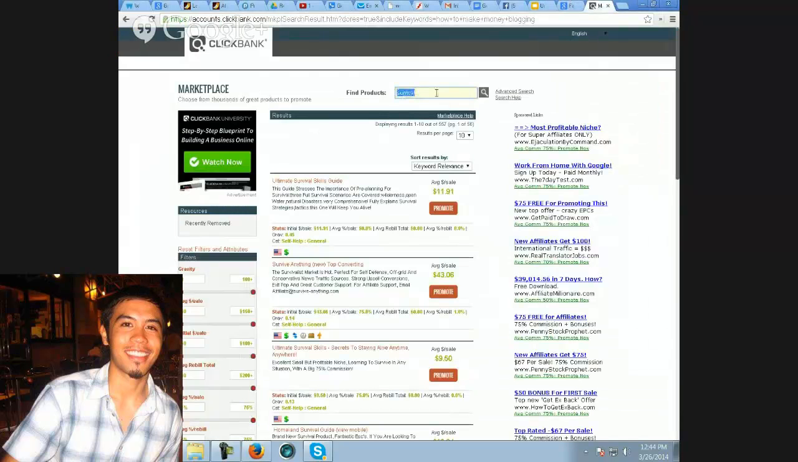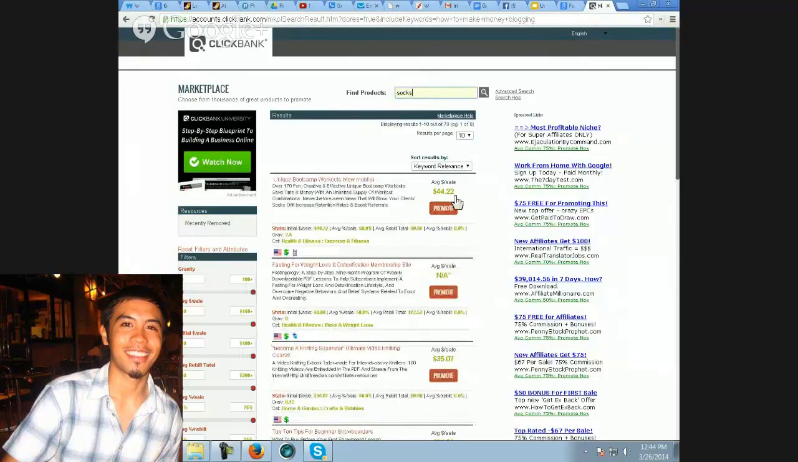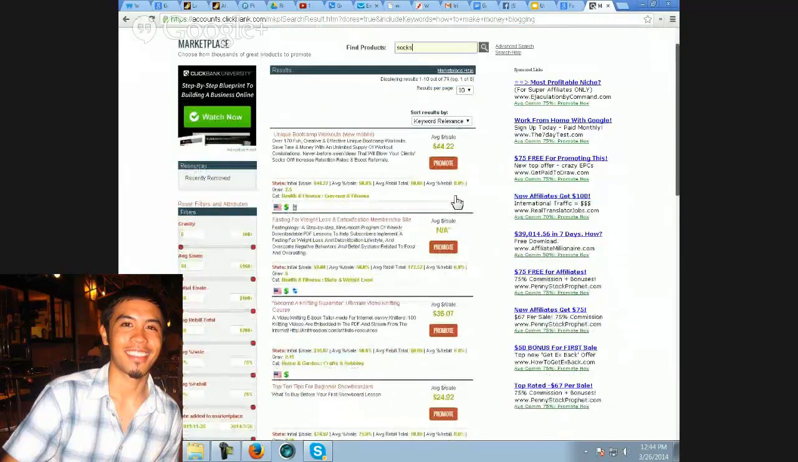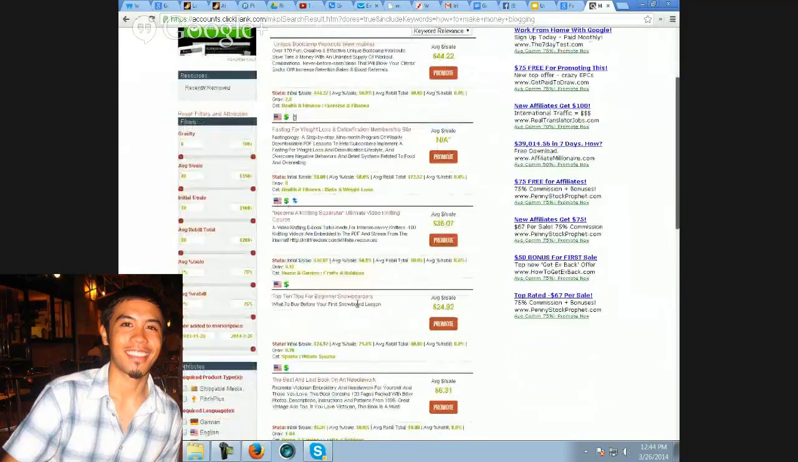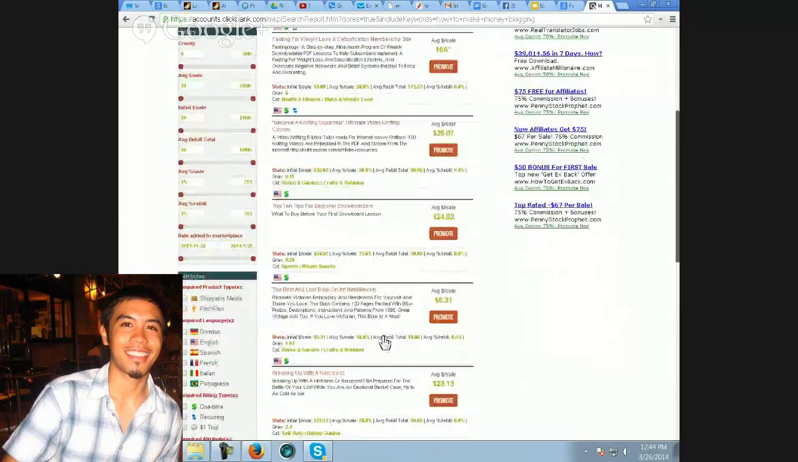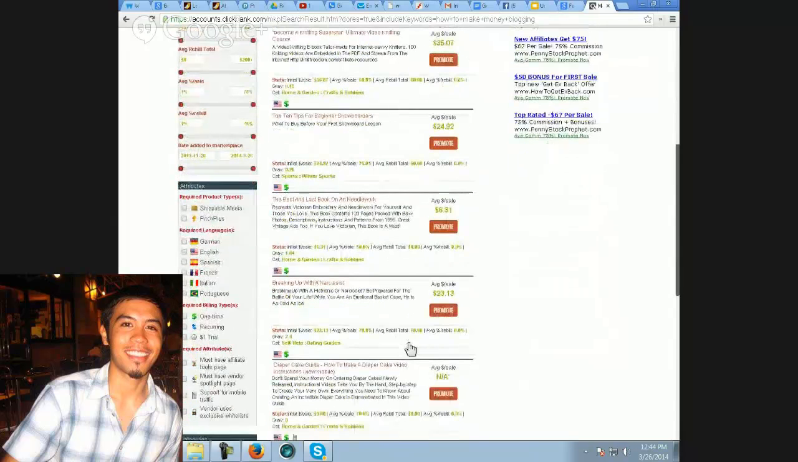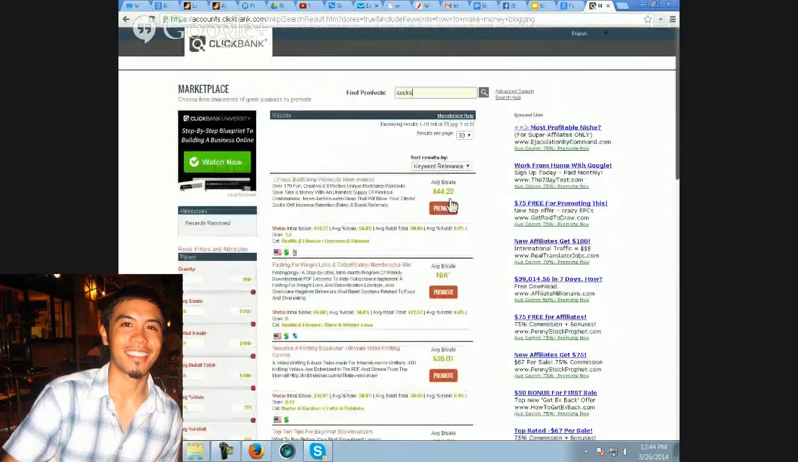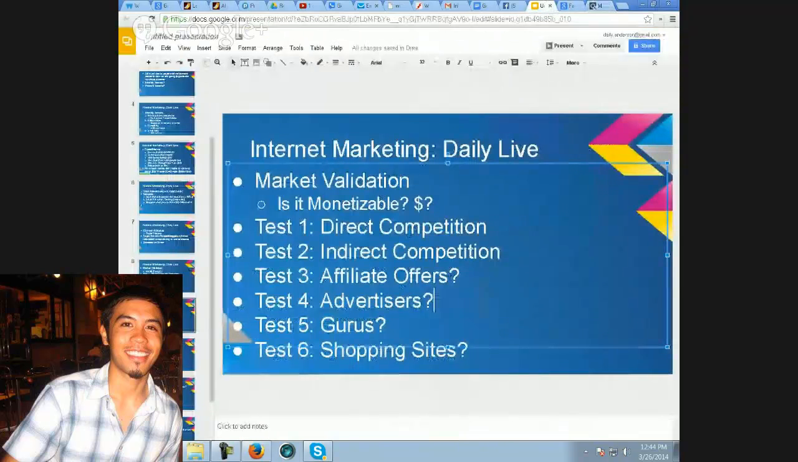So, you can put something funky on here. Let's do socks. You can become a knitting superstar, right? Top 10 tips for beginner snowboarders. There's something about socks in there. What to buy before your first snowboard lesson. Needle artwork. Breaking up with a narcissist. You can literally talk about anything and everything, looks like, right? So are there affiliate offers? Are there other advertisers?